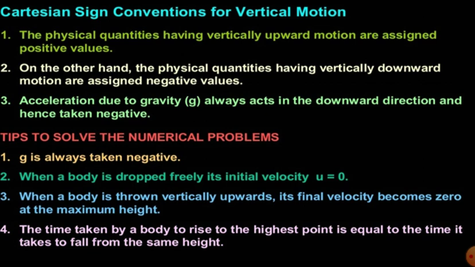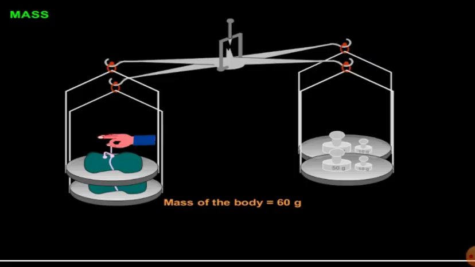Let's see what this mass is. Mass is nothing but the amount of matter present in a body. We call that mass. So how do we measure mass? By a balance. It may be a physical balance, a beam balance, or a spring balance also.